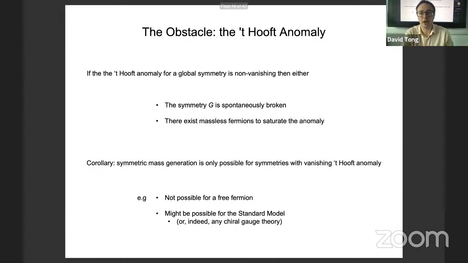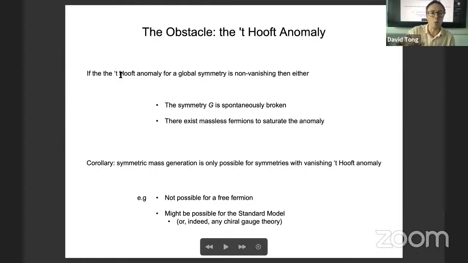As was already mentioned by Uwe-Jens, this same story means that if you have a symmetry with a 't Hooft anomaly, there's no possible way that you can give everything a mass preserving the symmetry G. Because if you go to energy scales much lower than the mass, there's nothing there to carry the 't Hooft anomaly. There, the 't Hooft anomaly appears to be zero. So you can only gap fermions if the 't Hooft anomaly vanishes.